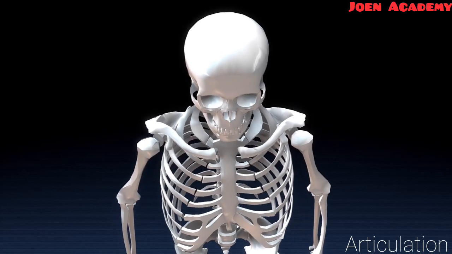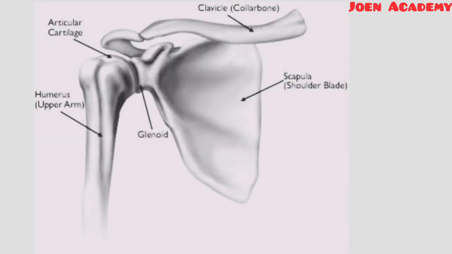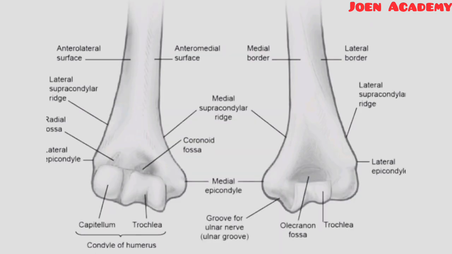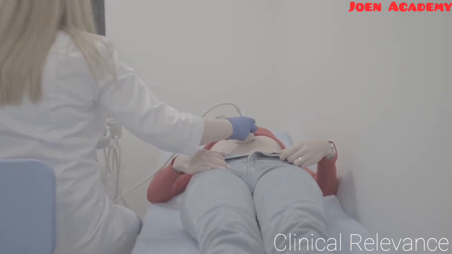Let's look at the articulations of the humerus. The proximal region of the humerus articulates with the glenoid fossa of the scapula to form the glenohumeral joint, which is commonly known as the shoulder joint. Distally, at the elbow joint, the capitulum of the humerus articulates with the head of the radius, and the trochlea of the humerus articulates with the trochlear notch of the ulna. Let's look at the clinical implications associated with these bones.